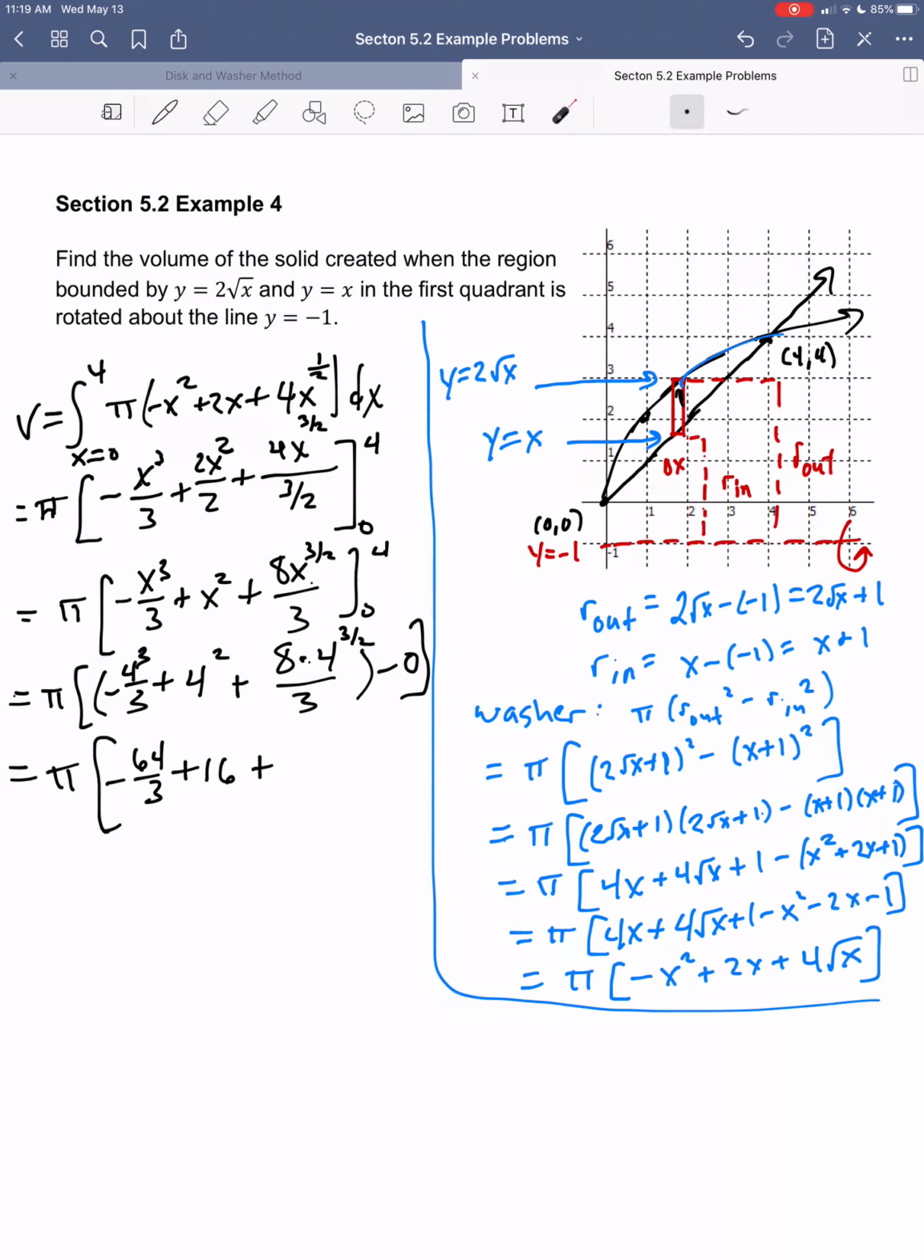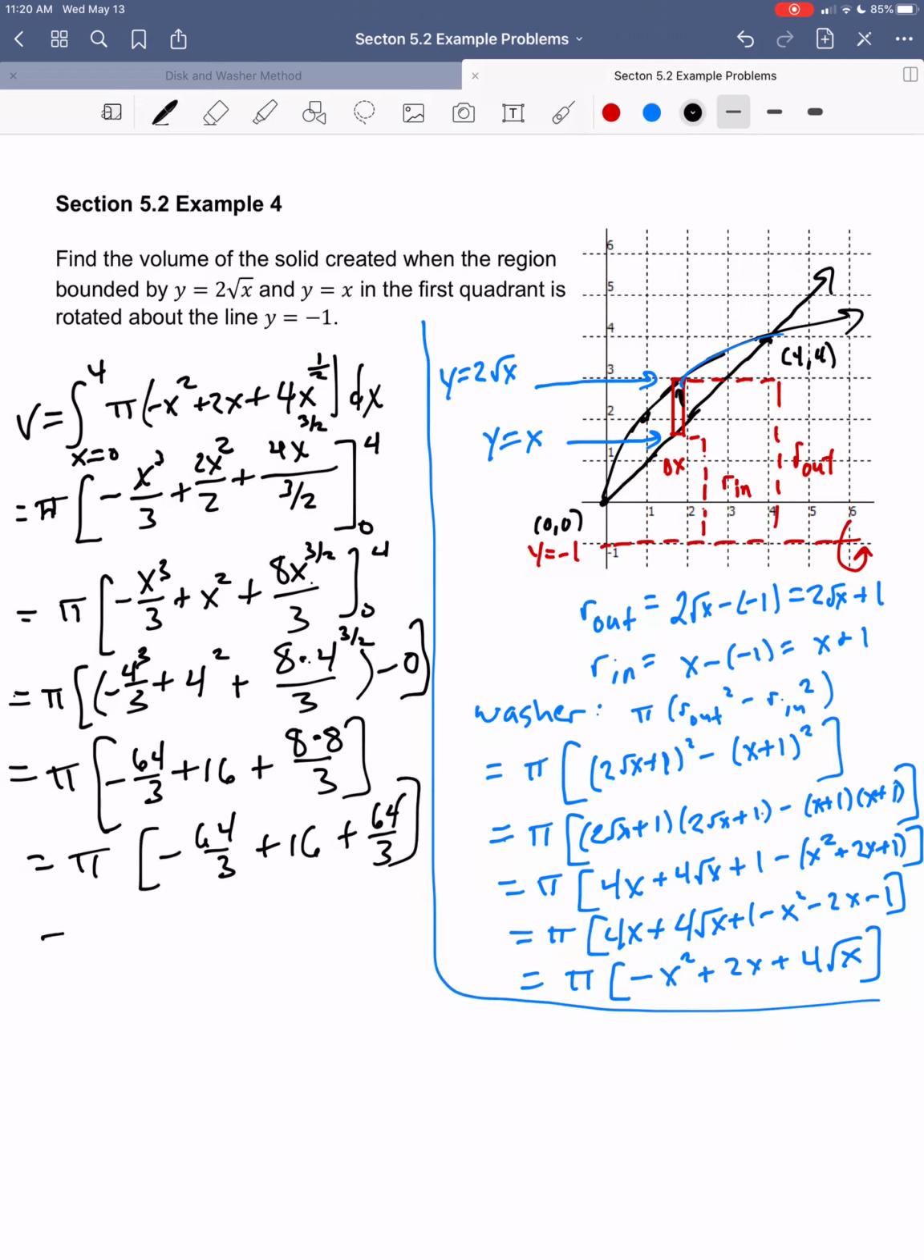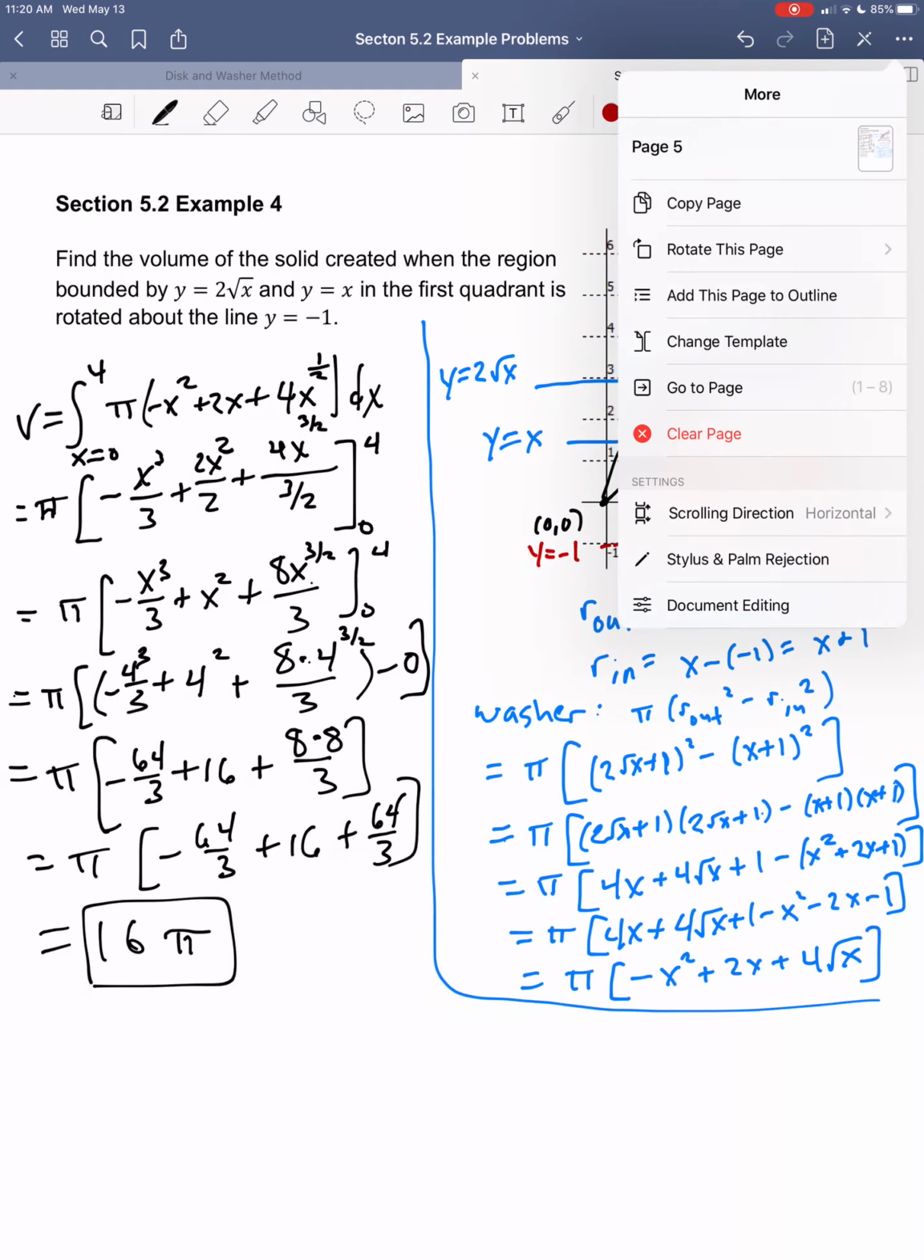Remember how the 3 halves power works. This 2 in the bottom means I'm going to take the square root of 4, and then I'm going to take the third power. So the square root of 4 is 2, 2 to the third is 8. So that's going to be 8 times 8 over 3. So that's 64 over 3, which is exactly the negative thing we had there. So those fractions drop out, and I just get a nice volume of 16 pi. So I had a little more work in figuring out my outer and inner radii here.